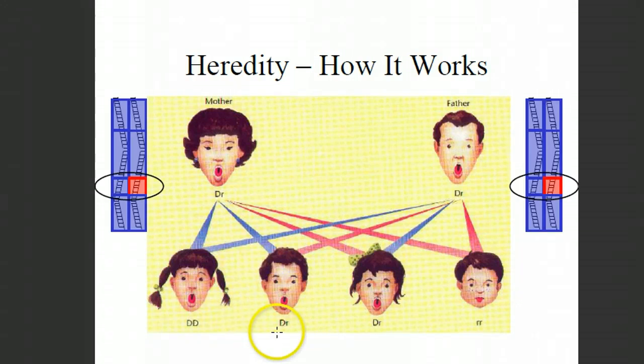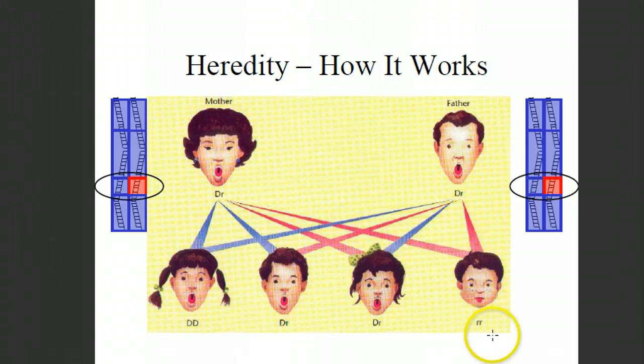Then you have the next child who gets the dominant tongue curling gene from mom, the recessive non-tongue curling gene from dad. But because the dominant tongue curling gene is present, the child can curl his tongue. Similar case with our third child, though here we're getting the non-dominant tongue curling gene from mom and the dominant tongue curling gene from dad. And finally, we got this poor kiddo here who has the recessive non-tongue curling gene from mom and the recessive non-tongue curling gene from dad.